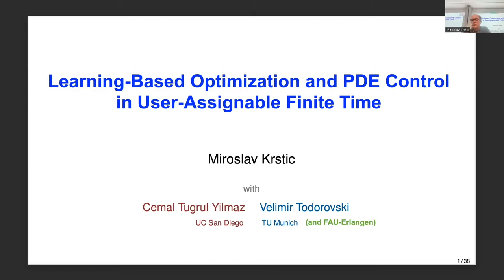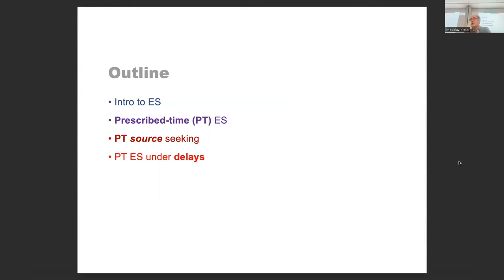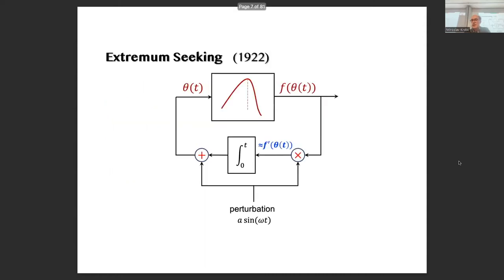So, on with this presentation. I will first give an introduction to extremum seeking and then go through the elements of this talk. A prescribed time version of extremum seeking. A prescribed time version of extremum seeking applied to mobile robots for finding a source of a signal without the position awareness. Prescribed time extremum seeking under input delays or measurement delays. And finally, prescribed time extremum seeking under PDEs. So let me now introduce extremum seeking.